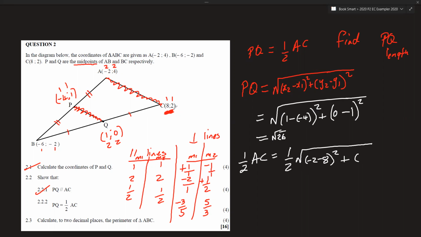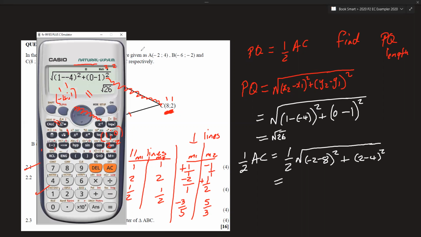We need y2 now. Y2 is 2. Then we need y1, which is 4, right? Then we square. Let's see what we're going to get. Okay, let's get our mouse and cancel this. And then we have half, then times the distance formula. Remember here there's a hidden times. Let me show you with a dot here. Okay. So we're going to now punch in everything we have.